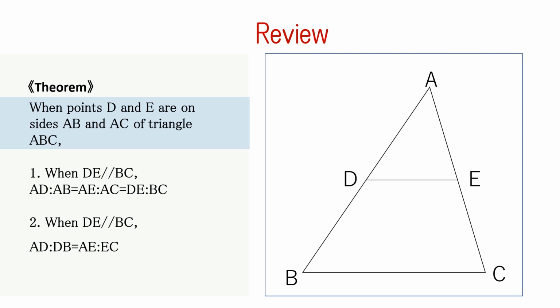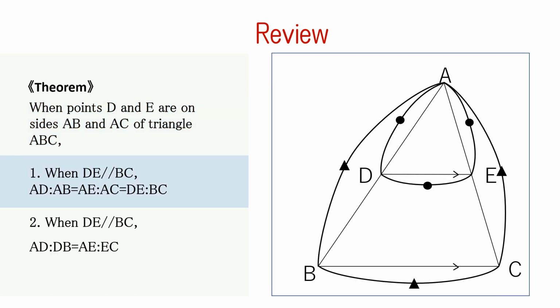Finally, let's review what we have learned. Look at the figure on the right. Let points D and E be on sides AB and AC of triangle ABC. If line segment DE and line segment BC are parallel, then AD ratio to AB equals AE ratio to AC, which equals DE ratio to BC.